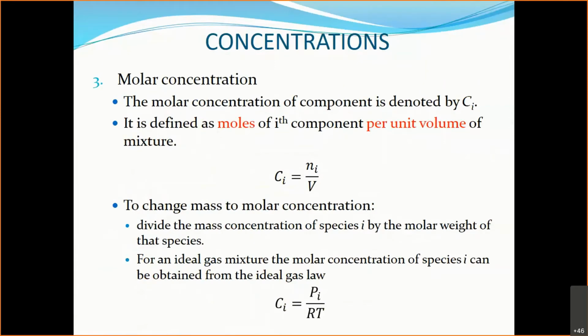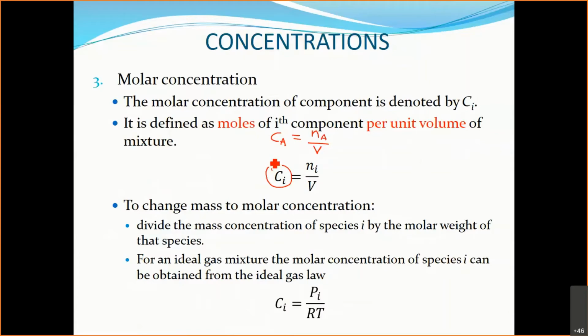For molar concentration, this is the symbol, right? C is the symbol for concentration. Again here, if you have our components just now, A, B, C, D, then CA, the concentration of component A, is going to be equal to moles of component A divided by the total volume of the system, right? So the formula is defined as moles of component i per unit volume of the mixture. So this is the general equation.